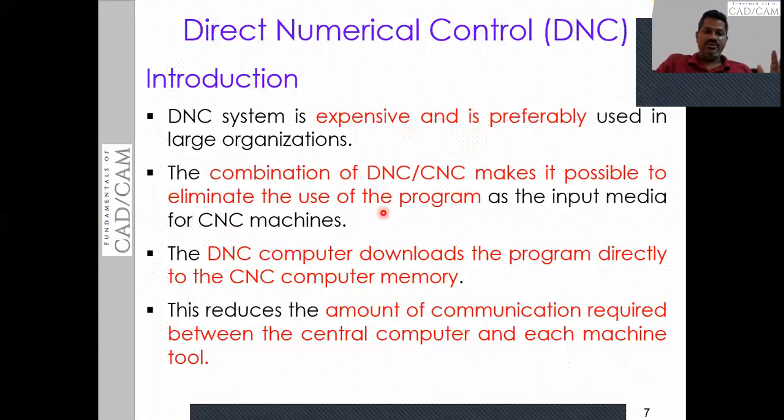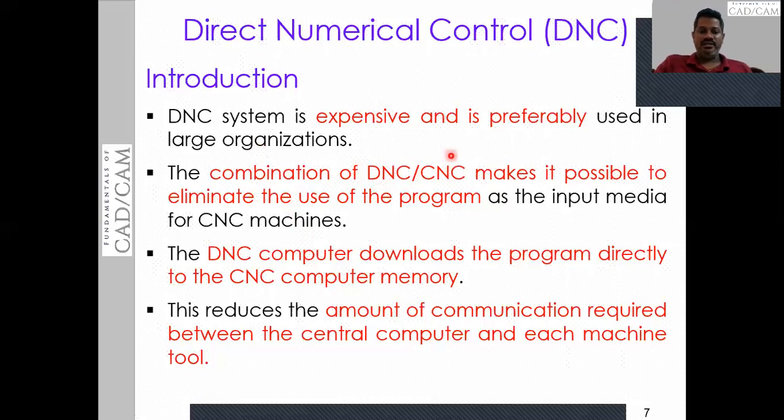When you combine CNC and DNC, it eliminates the use of input media for the NC machines, which means that instead of storing the programs on input media such as CD, DVD, or USB flash drive, you are storing programs somewhere else, and a mini computer is going to access the programs from the host computer, which keeps them in a buffer, and from where the machine tool is going to access the program. In that way, you can combine DNC and CNC.